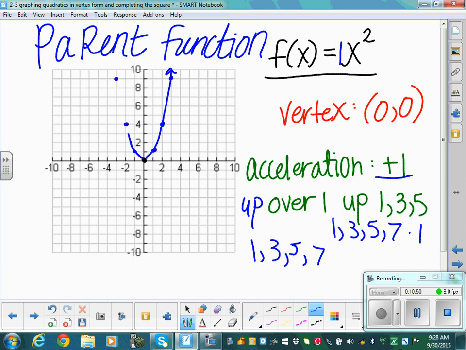That wasn't too bad, was it? That's our non-shifted parent function. That one wasn't too bad, was it? Okay, did it make sense? Okay, let's do another one.